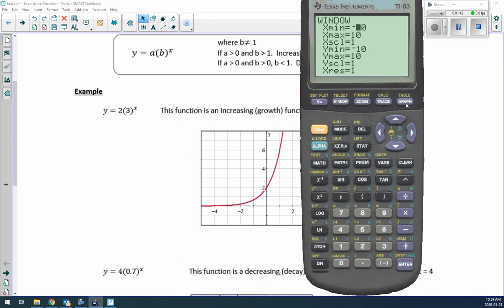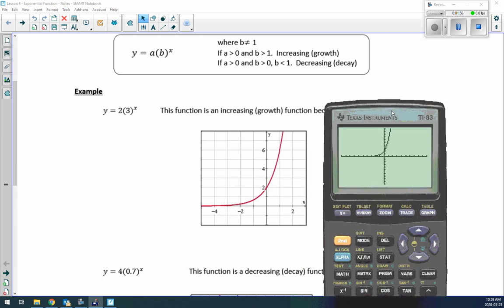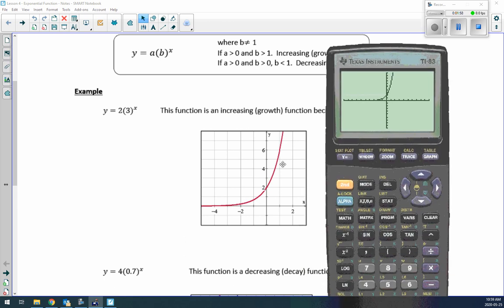Now, if we hit graph, what that does is it gives us a basic window, negative 10 to positive 10, negative 10 to positive 10. And then there it is. And if you look, that looks really similar to the graph we have there. The only difference is the window settings. You could have got rid of some of the y min down here if you wanted to. So you can see that function there. So that's an increasing function.